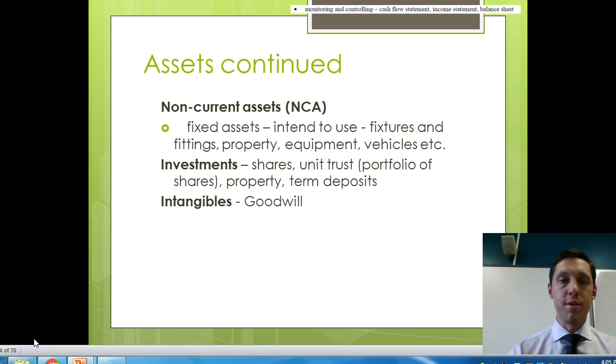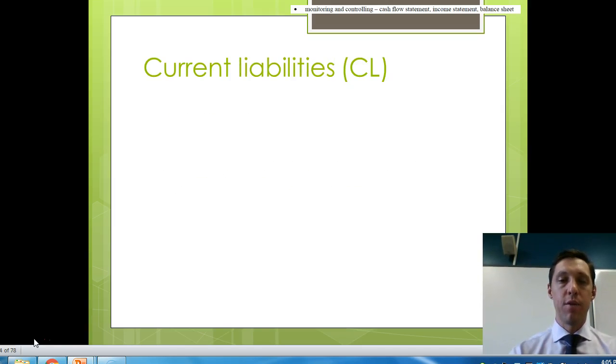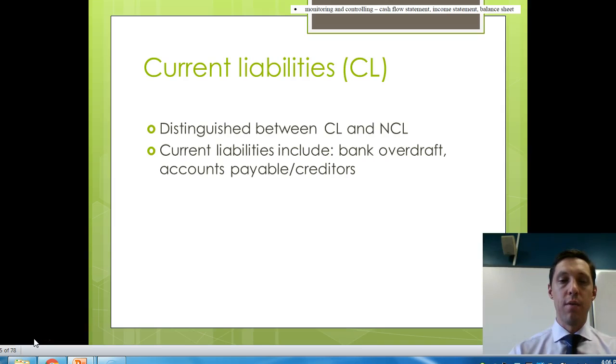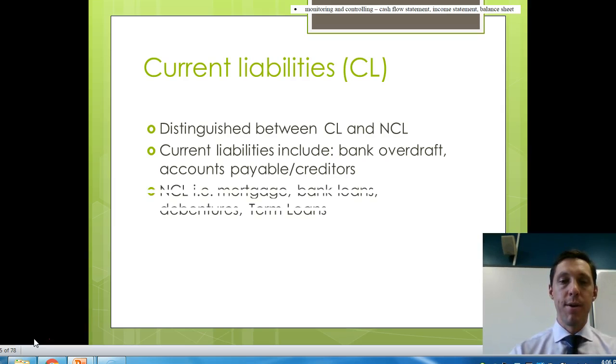And sometimes you might see an item that's goodwill, so the reputation of the business. And that has a financial element to it because it does have value. If someone came and bought that business, they would be paying for that reputation. Current liabilities are liabilities or obligations that must be made within 12 months. And they generally relate to a bank overdraft or your creditors or your accounts payable, one and the same thing. So they need to be paid within 12 months.